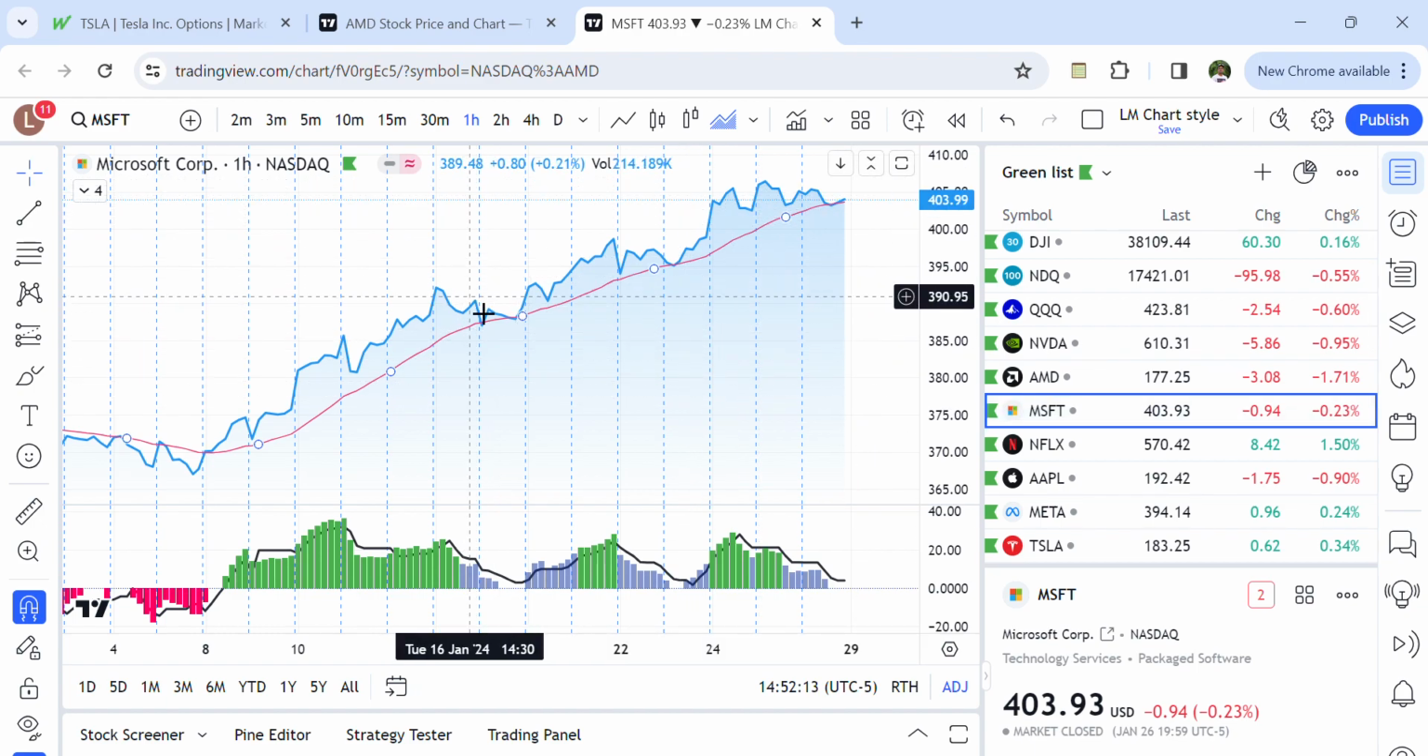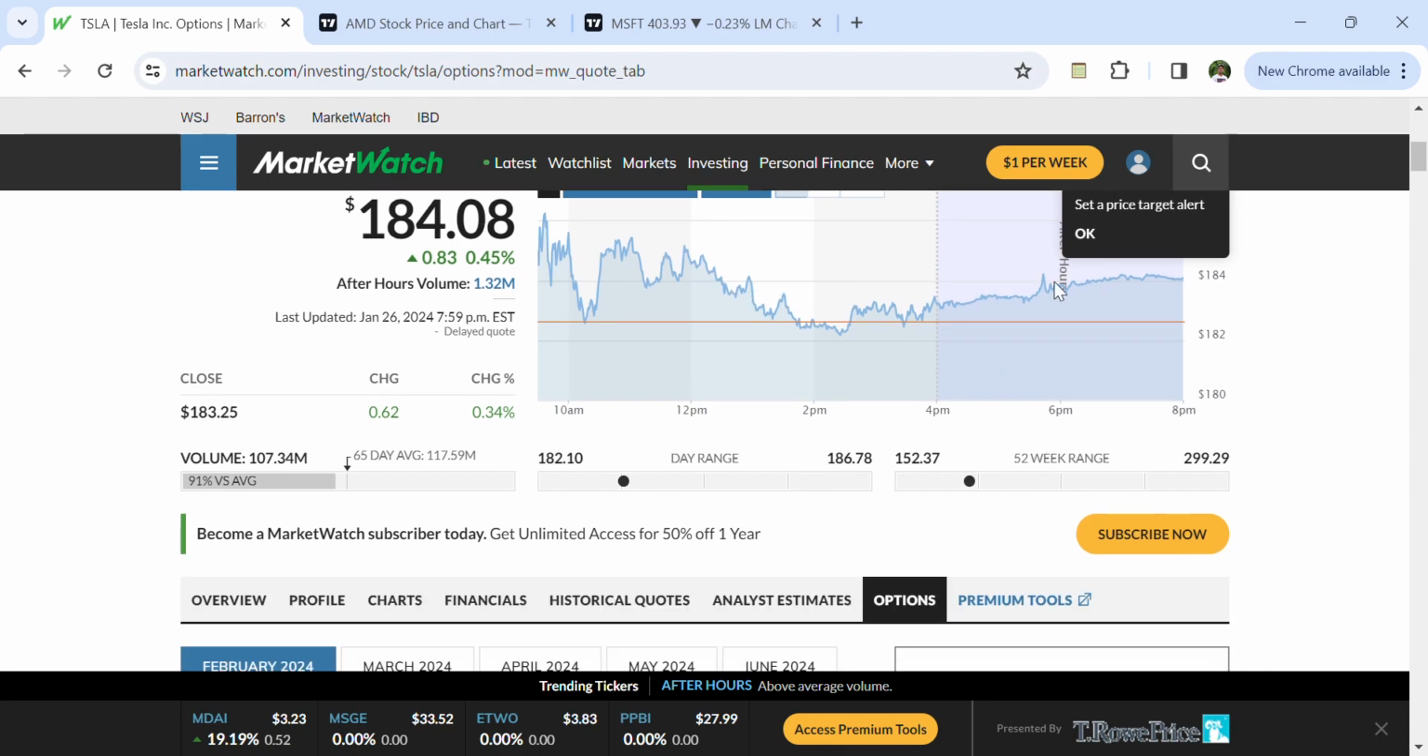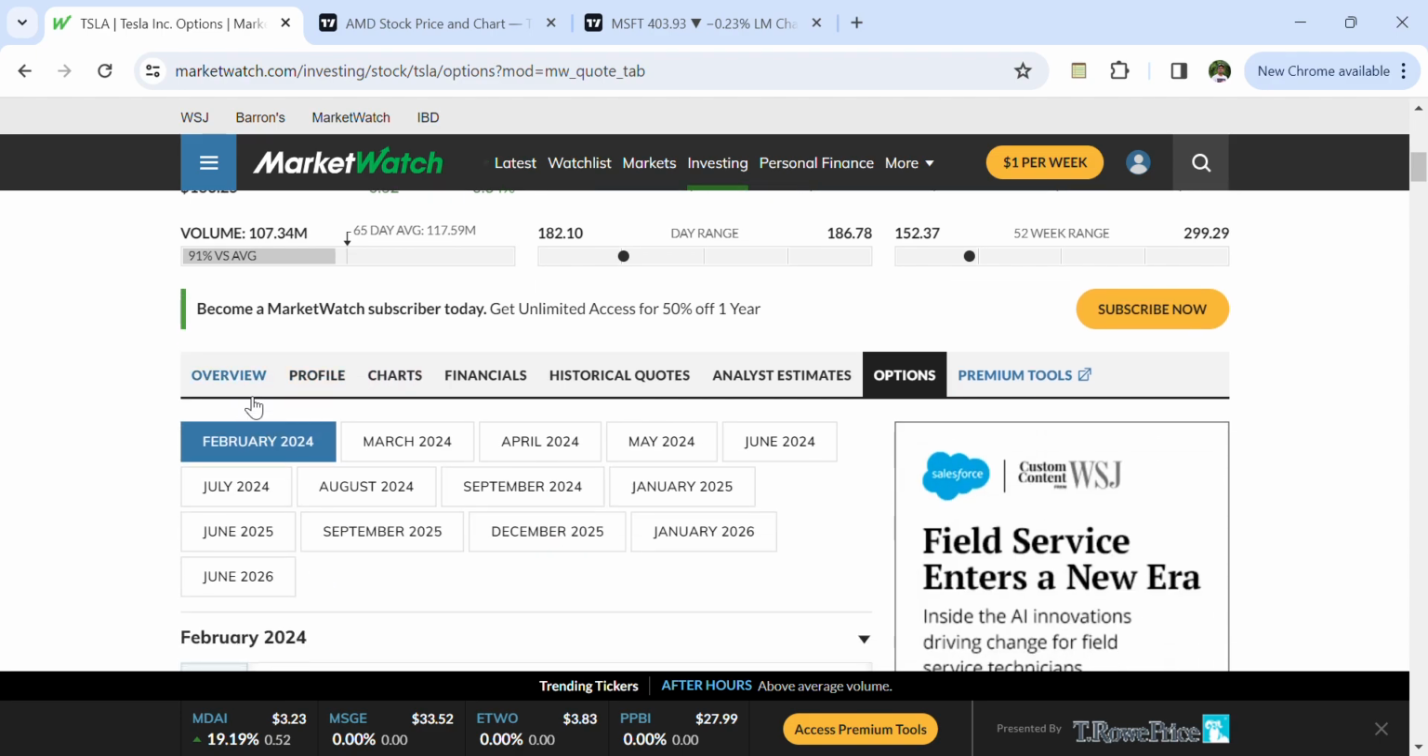Now if I have to follow the options, let's go to your broker. I'm not opening my broker over here, I'm just going with Market Watch. If you have an account on Market Watch, you can just see the option values. It will be very similar to what the broker shows you. Here you can see many tabs in your broker account also, so we'll go to the options tab directly.